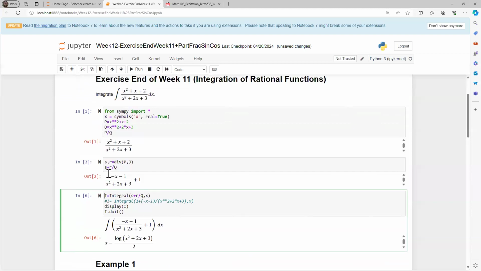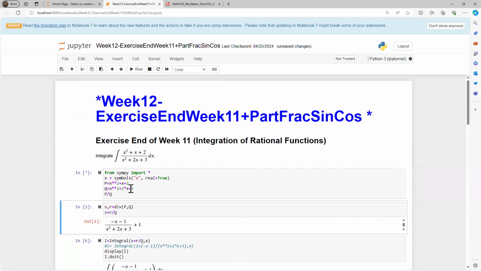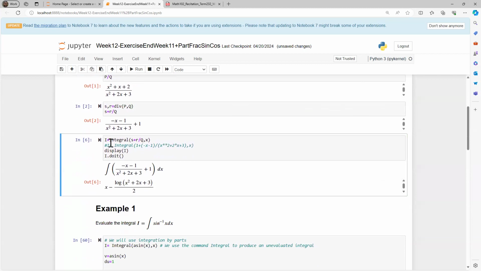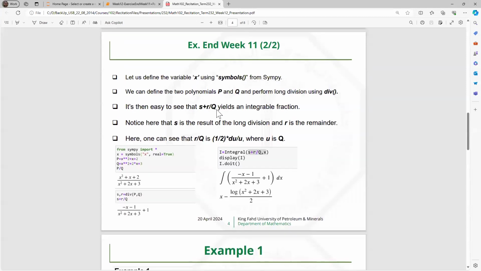Okay, that's a question sent by one of the instructors. So I'll run this again. And this is the display. This is the result of the division. And here I see I'm integrating s plus r over q. I'll display I. That's the integration, s plus r over q. I'll display I, and now I'll ask to do. Here we go. Okay. So I hope it's clear for this little exercise at the end of week 11.